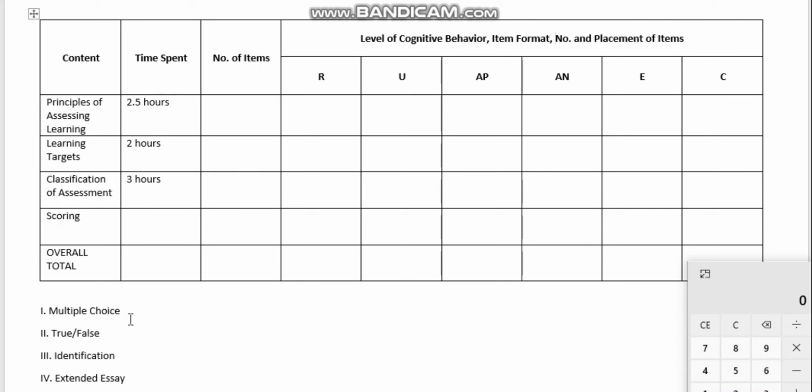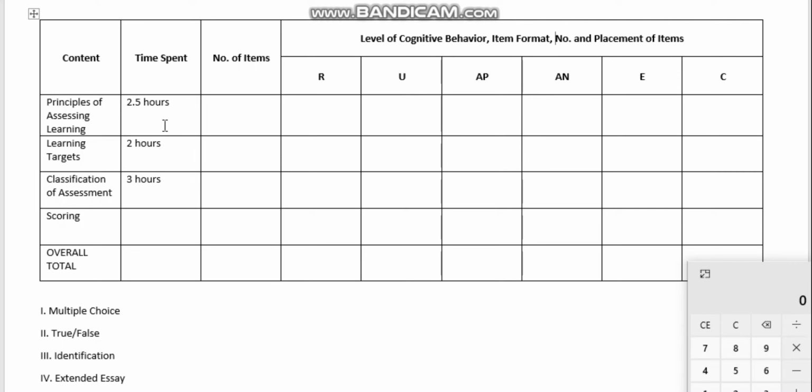So we decided to have, for example, four types of assessment format, namely multiple choice, true or false, identification, and the extended essay. It's your choice what type of format you are going to use in the test you will be conducting. For example, we have 2.5 hours for principles of assessing learning, and so on. In this example, we are expressing the time in hours rather than in minutes.